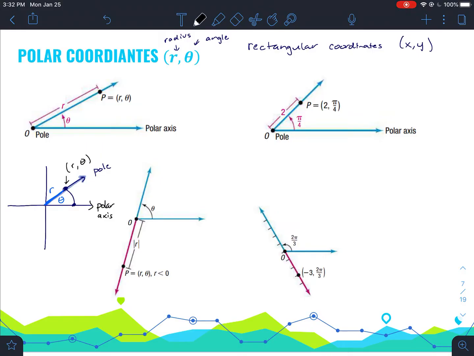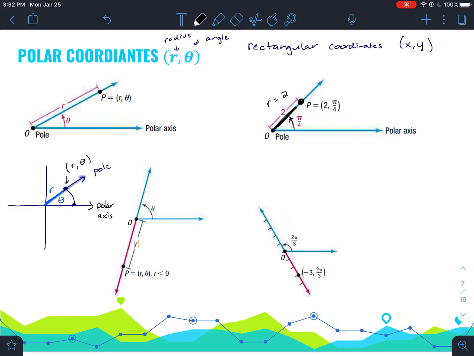For example, if this length right here is 2, then the radius of our pole would be 2, and then we rotated up pi over 4 radians. So that would be the point right here. That would be the point 2 for the radius and pi over 4 for the angle that was rotated.